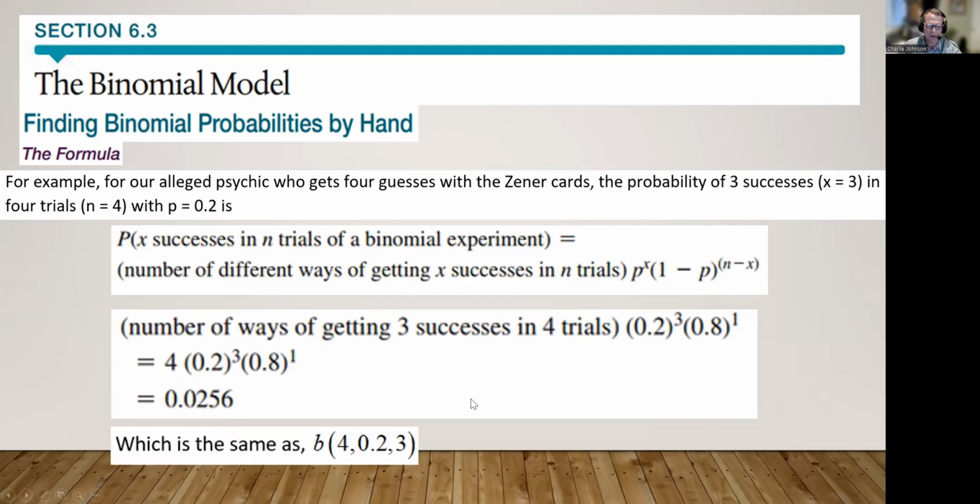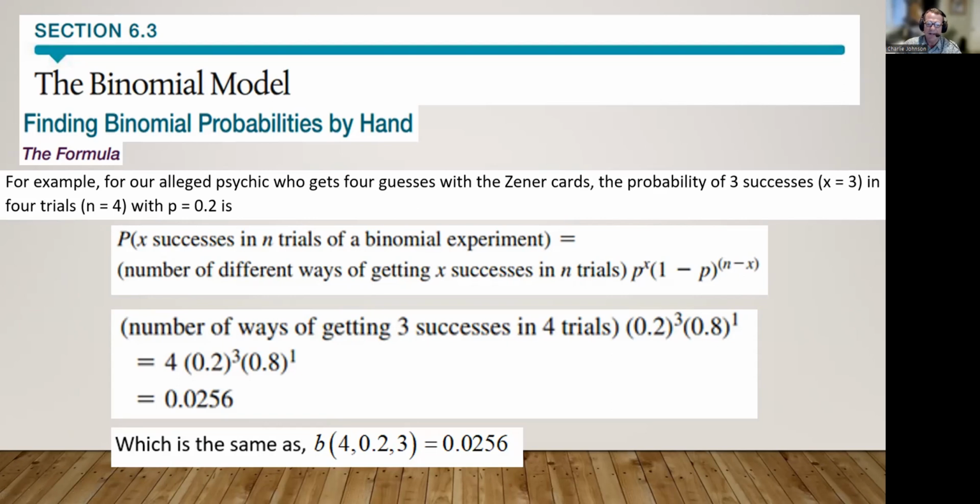And you could check this by going to StatCrunch and checking that this is the same thing as the binomial probability of 4 trials with a success rate of 0.2 and number of successes 3. And you will see that this is 0.0256.